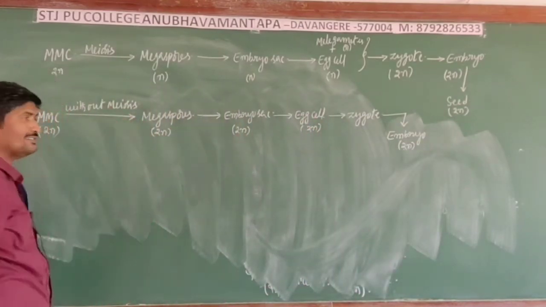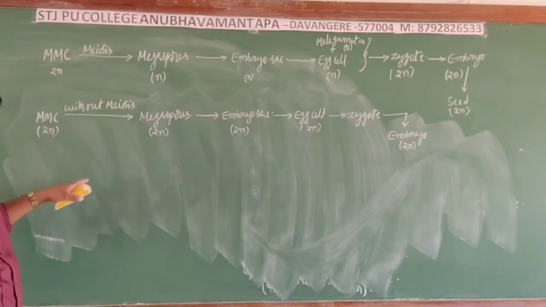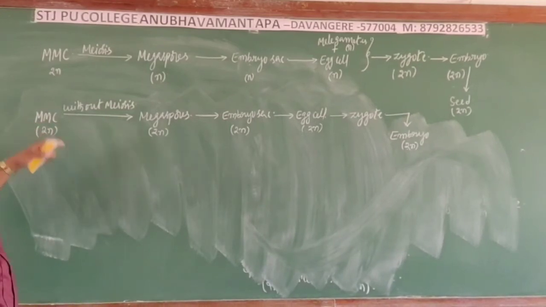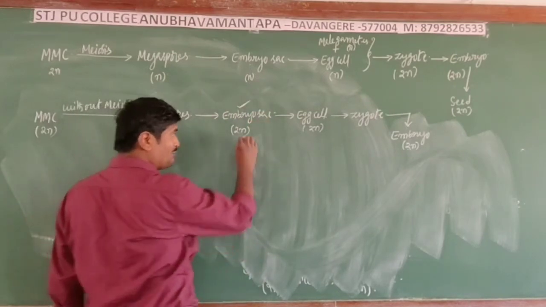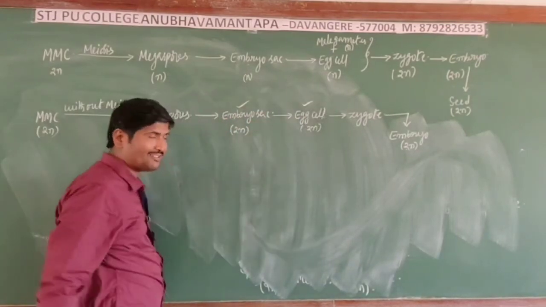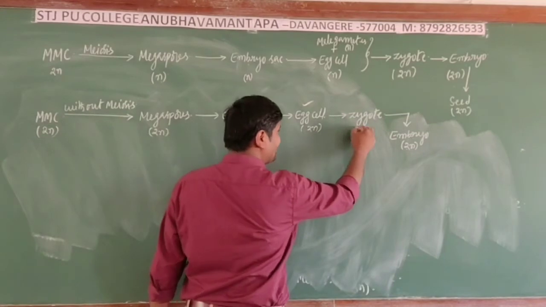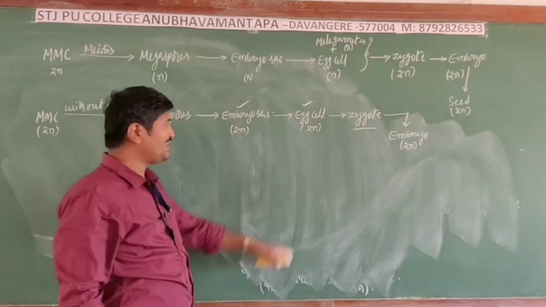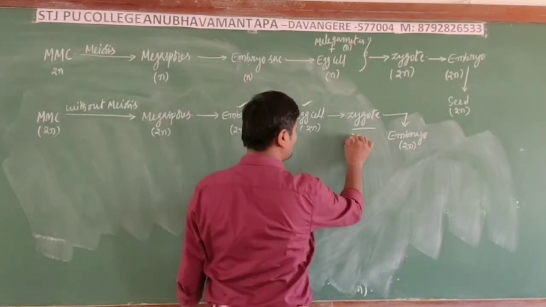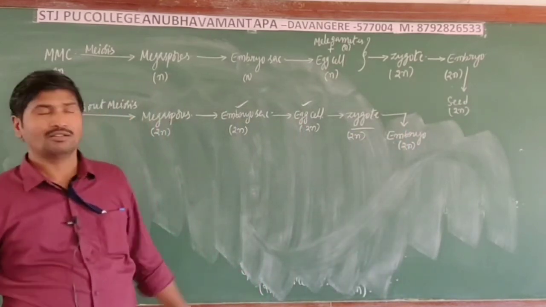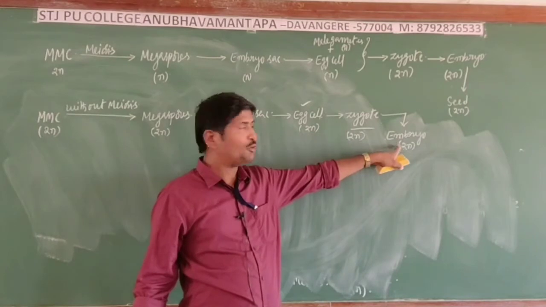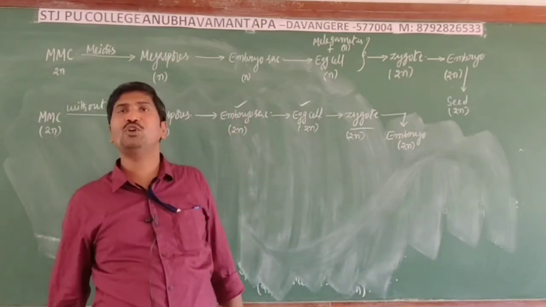without meiosis. So without meiosis, the megaspore mother cell directly gives rise to the embryo sac. The embryo sac gives rise to the diploid egg cell. The diploid egg cell directly gives rise to the diploid zygote, and that directly gives rise to the embryo, the diploid embryo. That is known as diplospory.